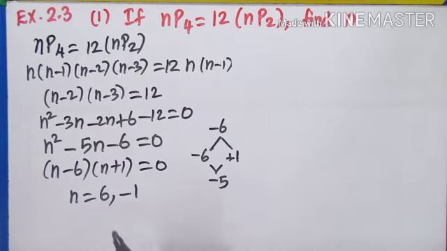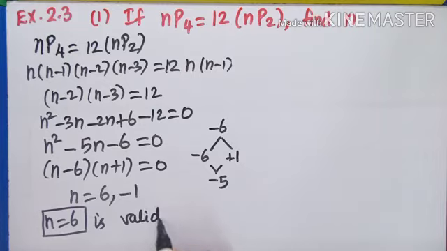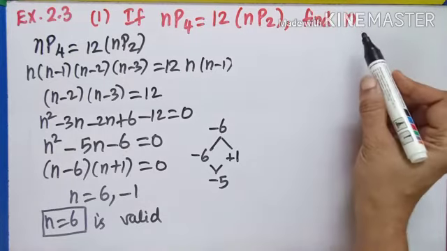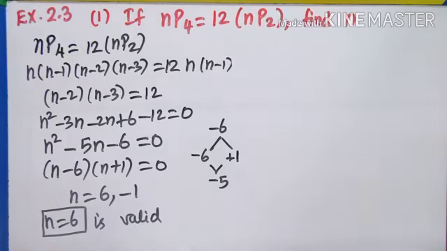Now we are in the chapter permutation. Can n be negative? No. Out of positive things I can select and arrange all that. So n equal to 6 is valid. Ignore the negative number. The question is find n, and n is equal to 6.